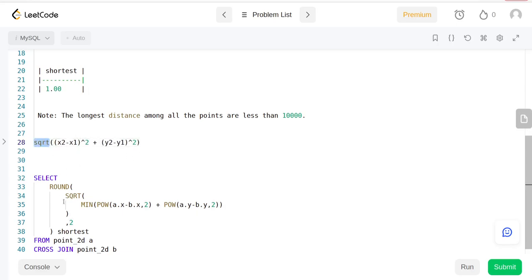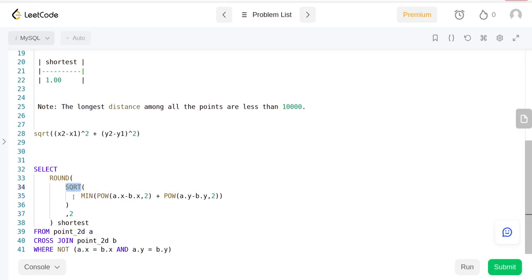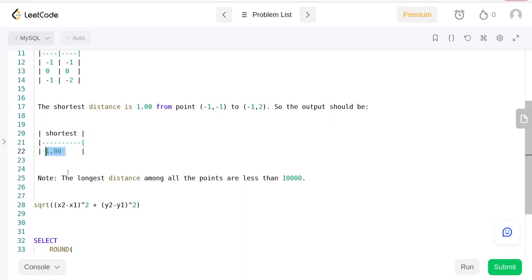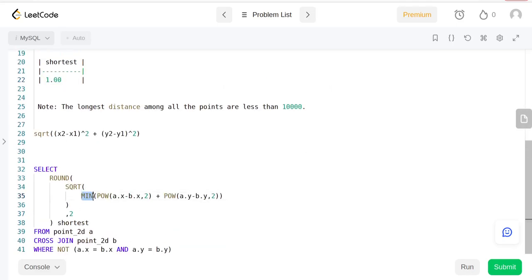In order to take the square root in SQL, we have sqrt. We want to take the minimum of this thing, where we are having this plus this. Every single time we're going to calculate that, but we want to take the square root of only the minimum one, because we're going to have a lot of options in here, and that's going to give us the shortest one. So that's the only reason we are doing the minimum in here.